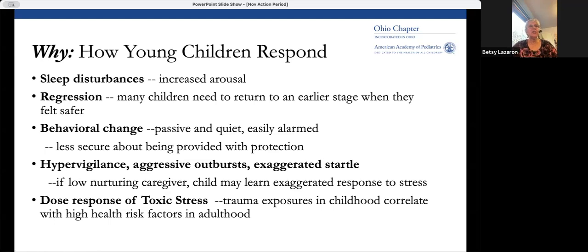And kids learn to do this because if you have an inattentive or low nurturing caregiver, they need to exaggerate the response to get the care they need. And we all know about adverse childhood experiences, that this is a dose response. So this can carry on into adolescence and adulthood. Next slide.